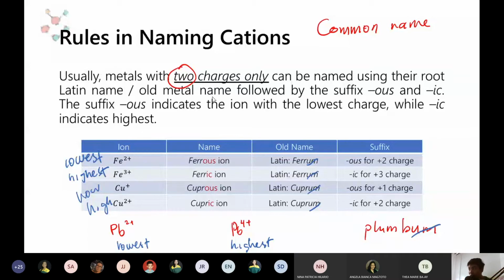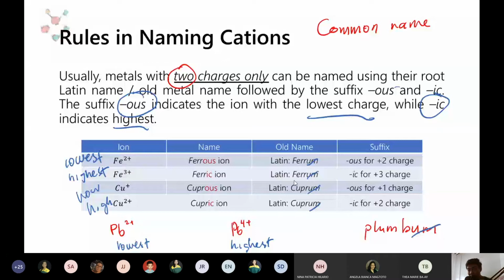Okay, so ano gagawin natin after ranking them based on their charges? So, ganito daw kasi. We use the suffix "us" to indicate the lowest charge ion, while we use the suffix "ik" to indicate the highest charge. So, paano gagawin doon? The lowest will have a suffix "us." The highest will have the suffix "ik." Ito, "us." Ito, "ik." So, ganun. Then, ano gagawin natin doon?